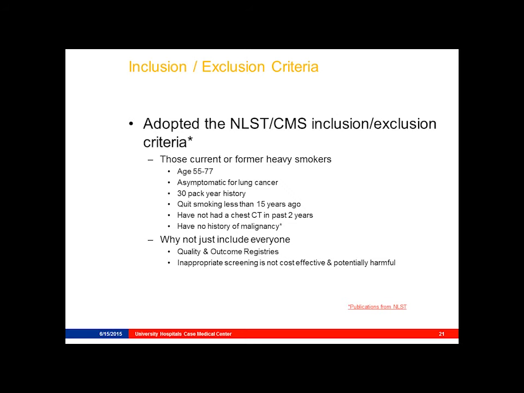Inclusion and exclusion criteria. We chose to adopt the NLST and the CMS inclusion-exclusion criteria for our program, and they were very much the same. Our early program only included those current or former heavy smokers who were aged 55 to 74. However, after the national coverage decision by CMS, they have increased the upward age up to 77.